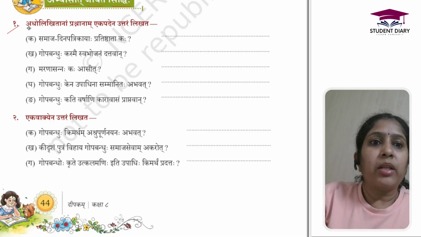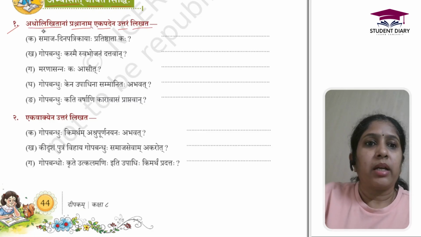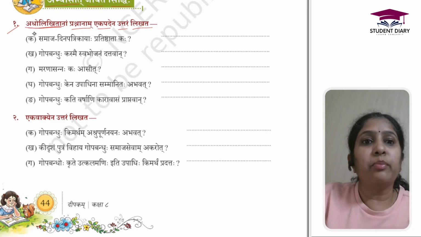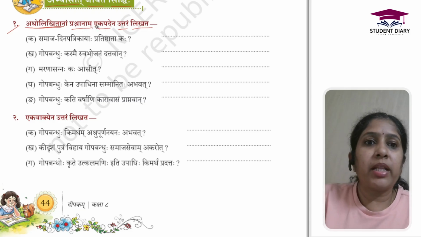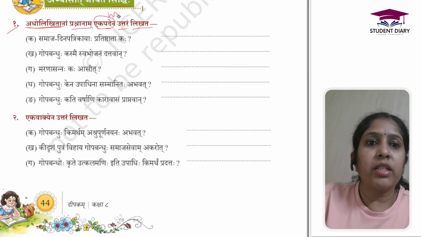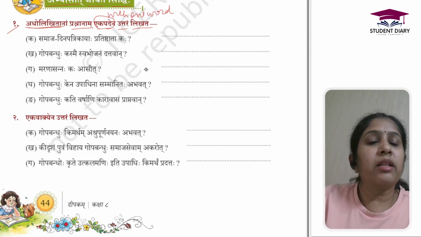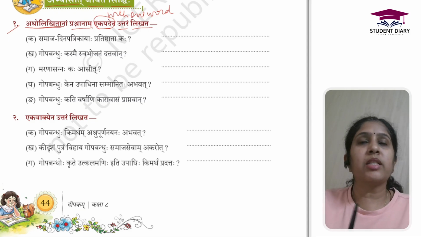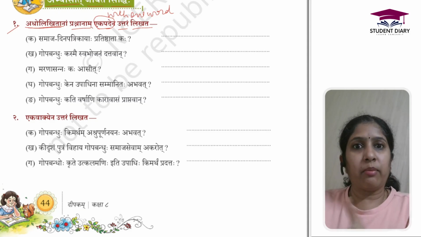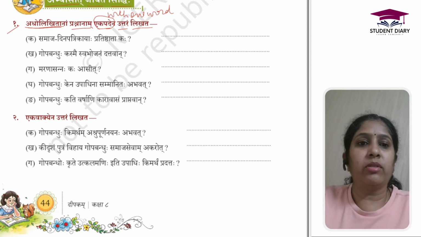First main. अधोलिखितानां प्रश्नानां एकपदेन उत्तरं लिखत. Adholikhitanam means, adha means below, likhitanam means written. So the questions which are written below, prashnanam means questions. Ek paden means with one word. This is important to understand. Uttaram likhat means write the answer. So write the answers with one word. You don't have to write the complete sentence as the answer, just the word.